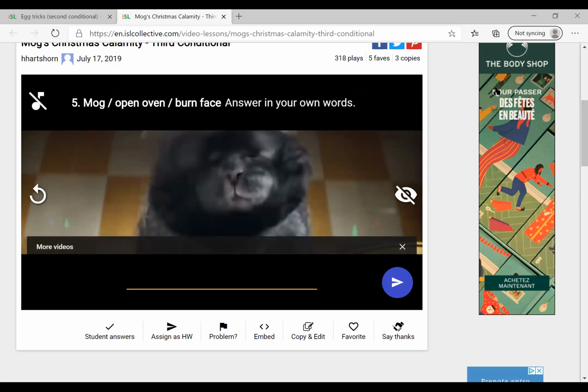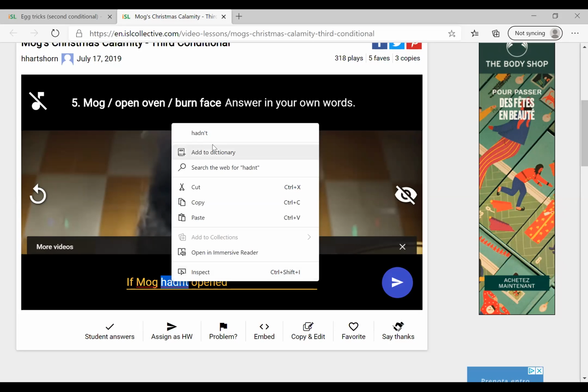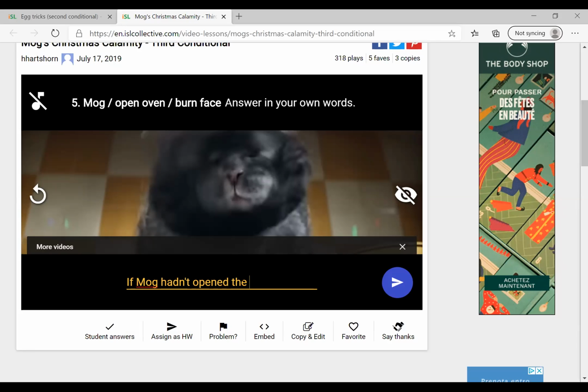Okay, let's try here. Who wants to try? Natalie. If the dog, if Mog hadn't opened the oven, hadn't opened the oven, okay, their oven, he wouldn't have burnt his face. Burned his face.